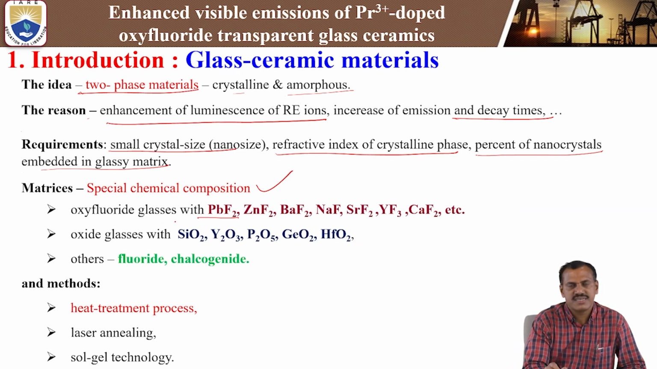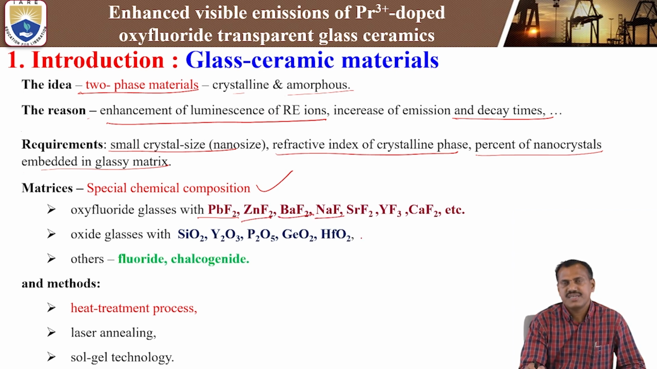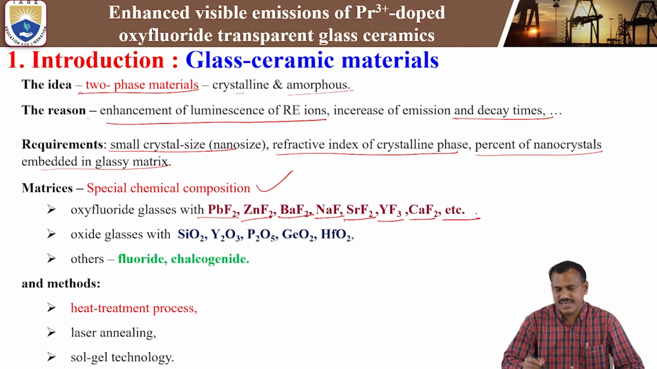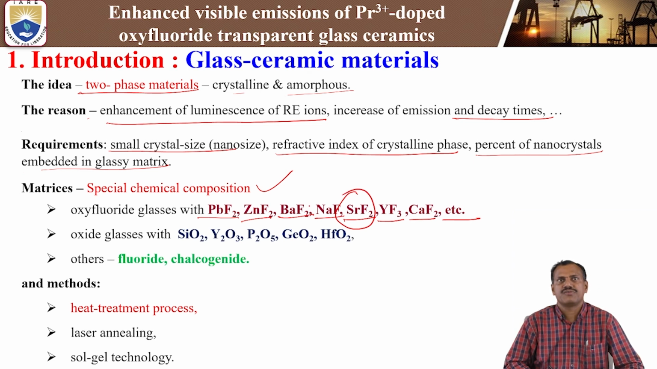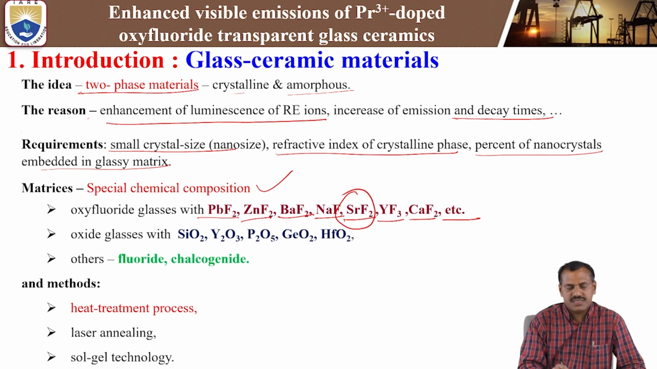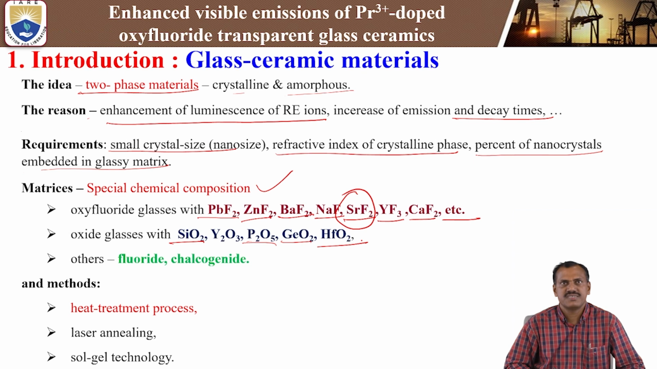That is, oxyfluoride glasses with lead fluoride compound, zinc fluoride, barium fluoride, sodium fluoride, strontium fluoride, yttrium fluoride, calcium fluoride, etc. Different kinds of fluoride content. In particular, in this study, we are focused on strontium fluoride nanocrystals. This is in the oxyfluoride glass. If oxide glass, with silicon dioxide, yttrium oxide, phosphorus pentoxide, germanium oxide, hafnium oxide. These are the different oxide-based glass systems.